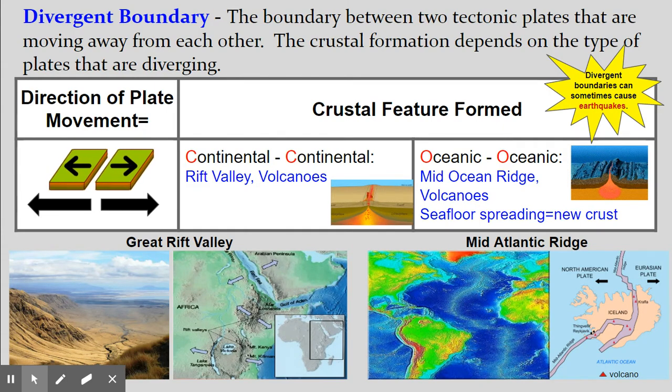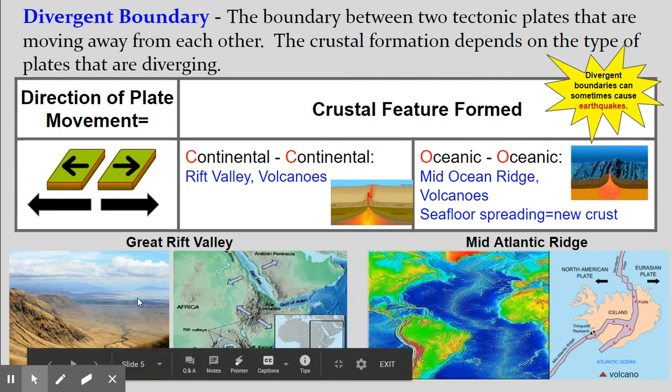boundaries. This is a boundary between two tectonic plates that are moving away from each other. The crustal formation depends on the type of plates that are diverging. So the direction of the plate movement, moving away or dividing, and if it's a continental plate dividing, so if it's land and land moving away from each other, you can get a rift valley, okay, or you can get volcanoes. So here an example would be the Great Rift Valley in Africa, where you have part of the continent of Africa moving away from the other part.